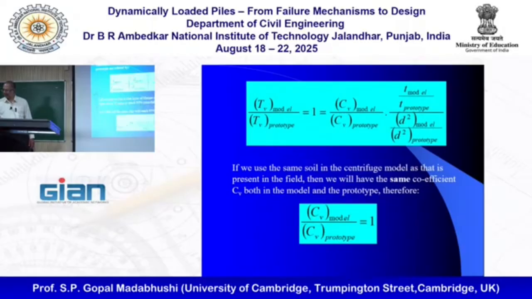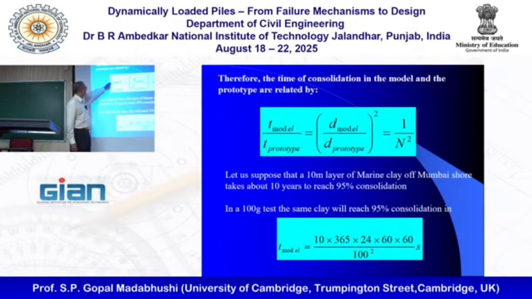So if I now get the ratio between the time for model and prototype, that will become D model over D prototype squared. Again, the model is 1 over n times that of the prototype. So my time for consolidation also scales as 1 over n squared. Right? Now let's have a go.